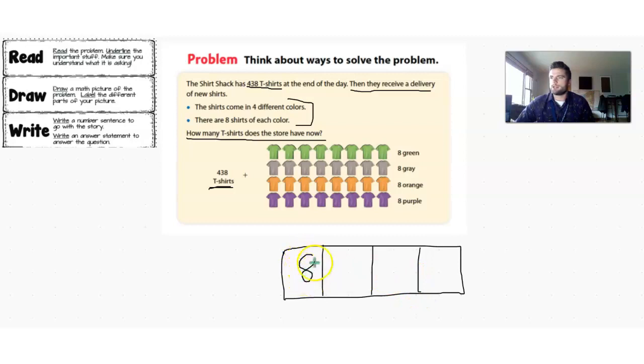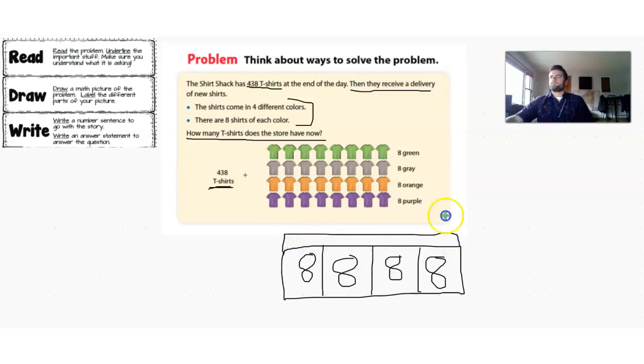Eight t-shirts here, 8 more t-shirts here, 8 more t-shirts here, and 8 more t-shirts here. How many do we have all together? So now we need to come up with a number sentence that will help us solve this problem. And if you notice, we have 4 groups of 8. Another way to say that in math terms is 4 times 8.